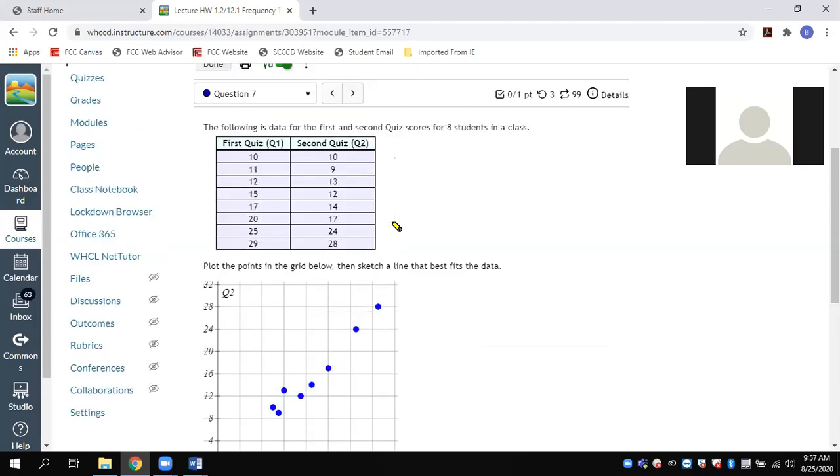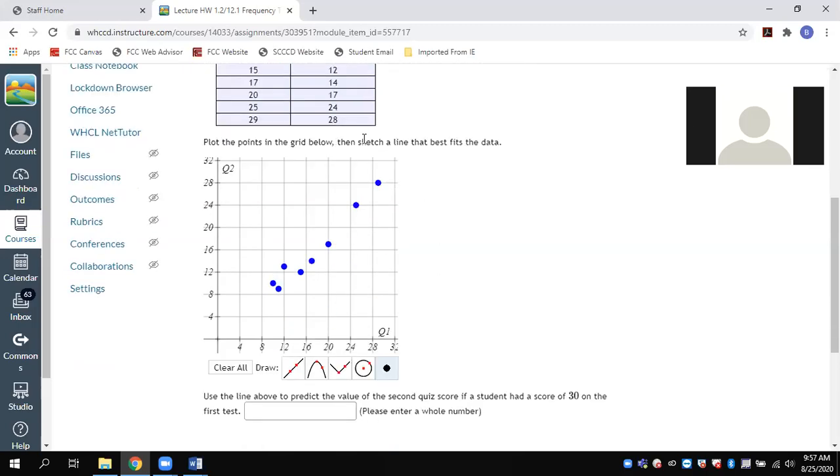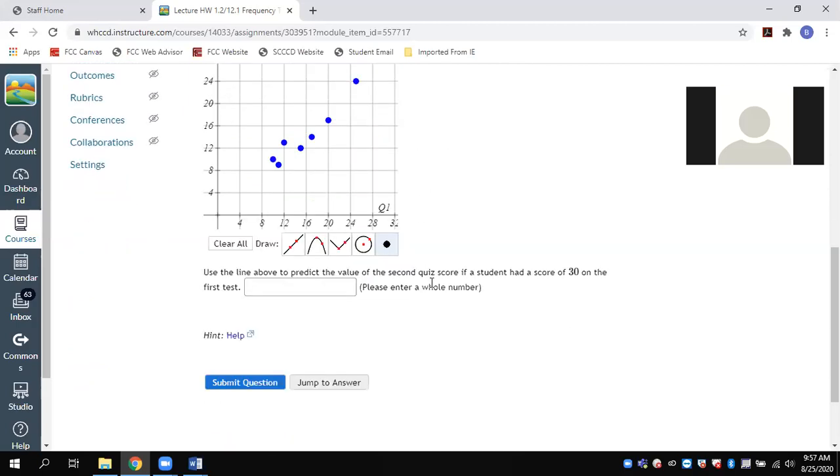Okay, now that's not all. Maybe that's the problem. Those are my good dots, but then it says sketch a line. You all see this part right here? Then sketch a line that best fits the data. So I have to put a line.